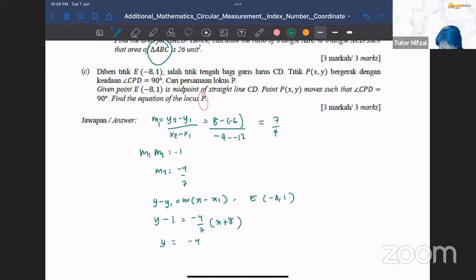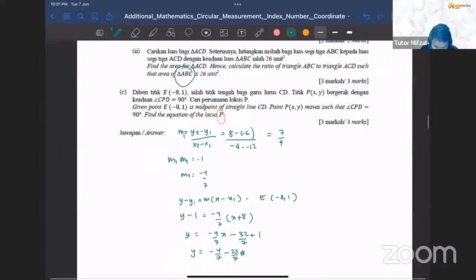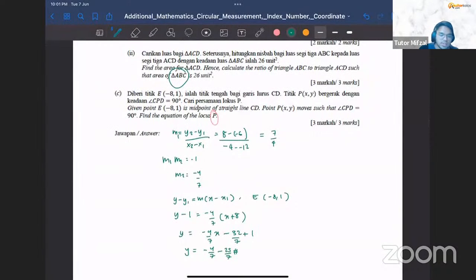So Y equivalent to negative 4 over 7X, negative 4 over 7 times with 8. So you get negative 32 over 7 plus 1. So negative 4 over 7X minus 32 over 7 plus 1, you should get negative 25 over 7. So that will be your final answer then. Habis dah. So this is your final answer and dah habis. This is how you do this question.